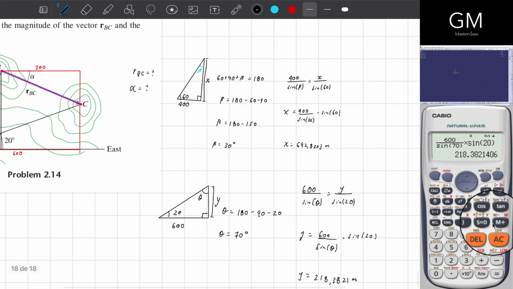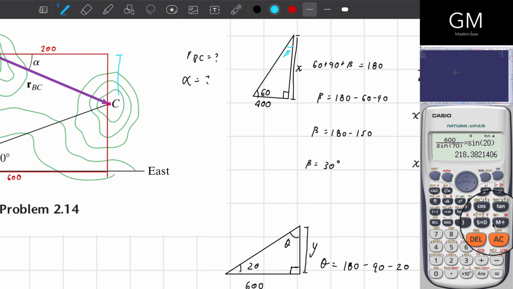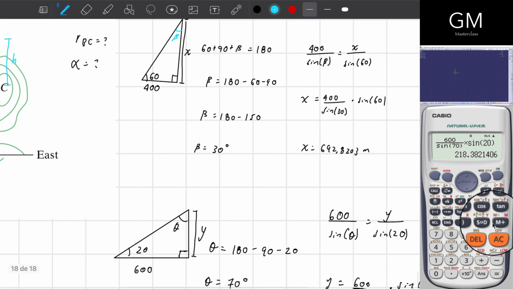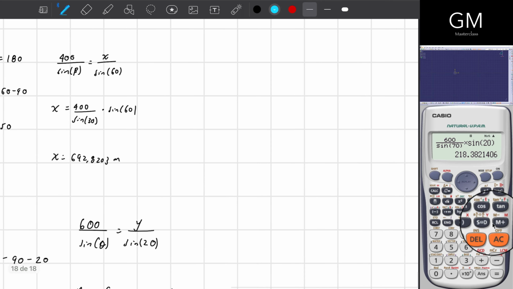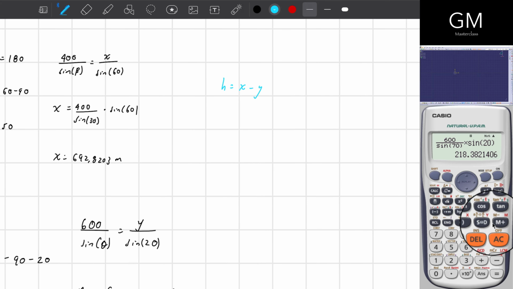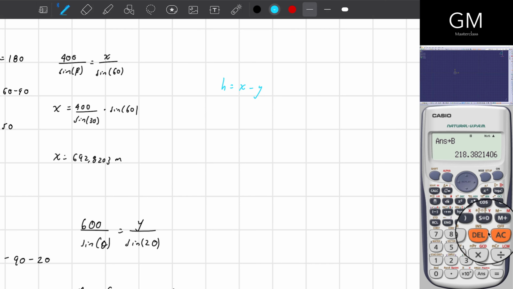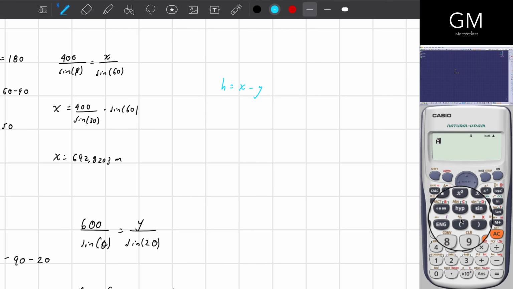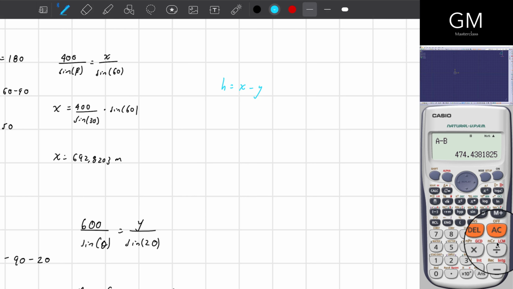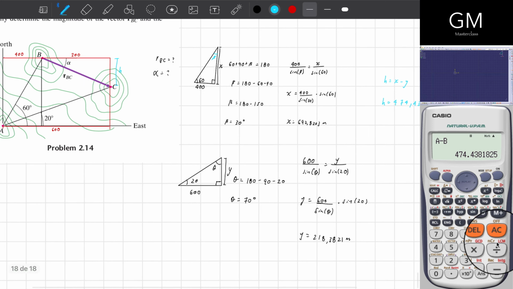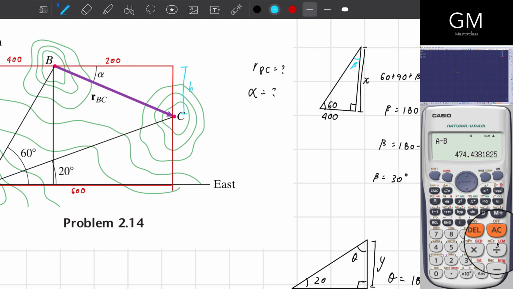Alright, so once I have these two values, I'm going to be able to find this cathetus that I'm going to call, for example, h. That means that h is going to be equal to x minus y. So I'm going to search this value in the calculator, and I'm going to select b. Right, so when I look for this value, it is going to provide me that information. That means that a minus b is going to be equal to 474.4381 meters.